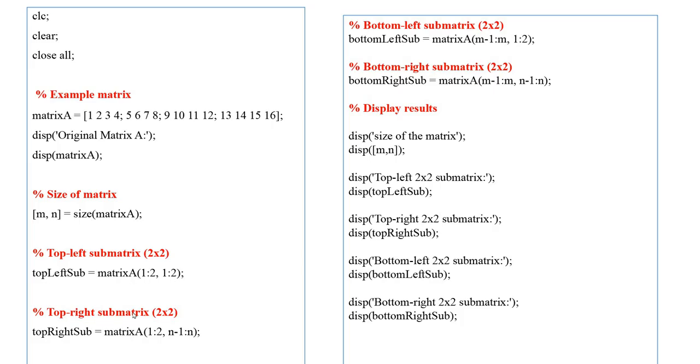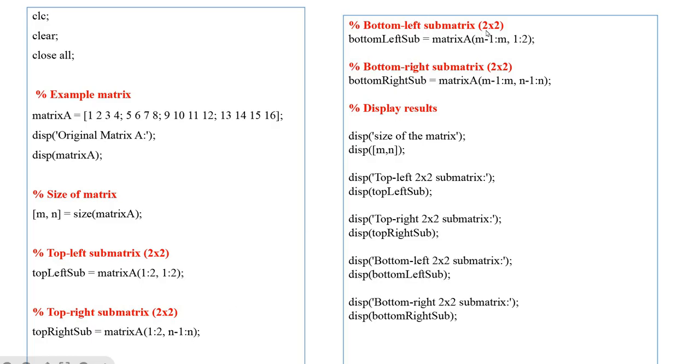Next we'll go for the top right submatrix. For the top right submatrix of order 2 cross 2, I have taken the variable top_right_sub equal to matrix A of 1:2, comma, n minus 1:n. Here n minus 1:n means the last 2 columns. This is for rows and this is for columns. So 1:2 means the first 2 rows, and n minus 1:n is the last 2 columns.